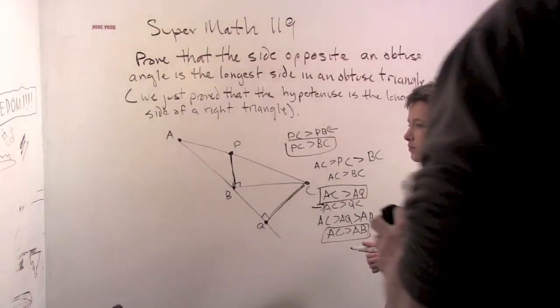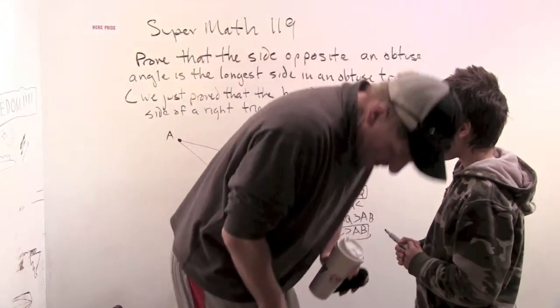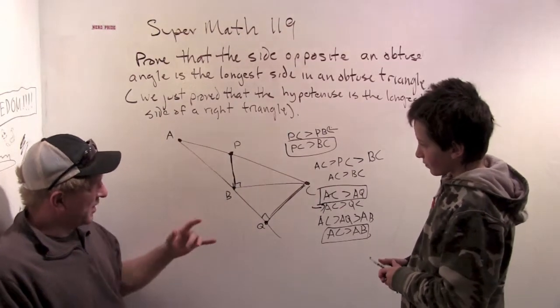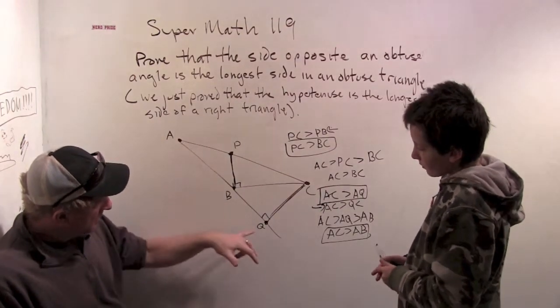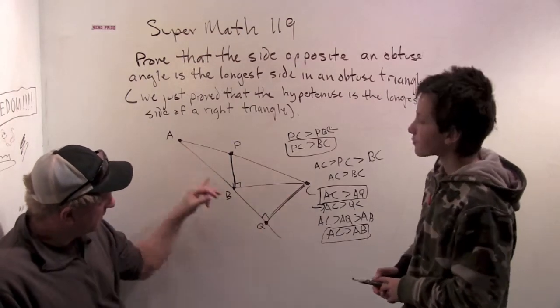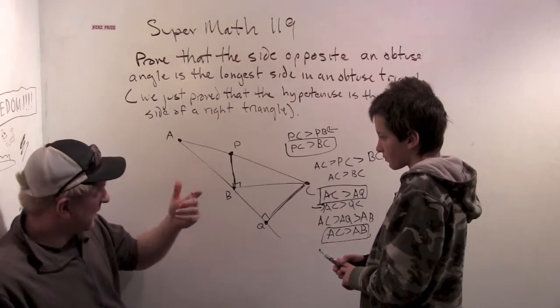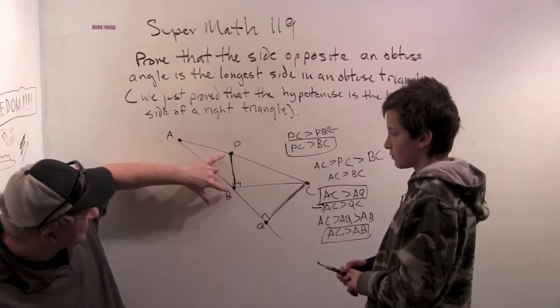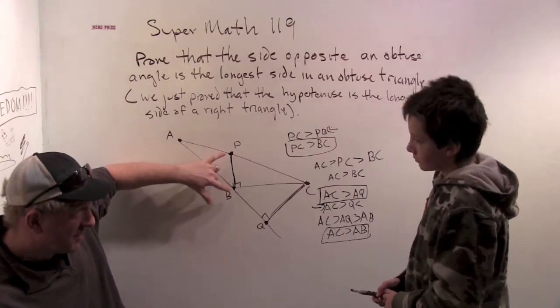Okay, so here's part B. There was a tricky little fact in here, or two facts really. One is that this point Q is outside of the triangle. And I'll just say the other one is this line segment PB is inside the triangle.